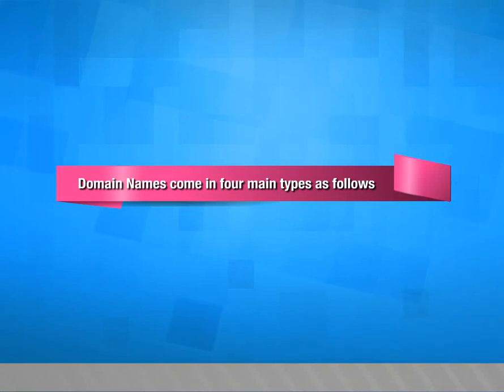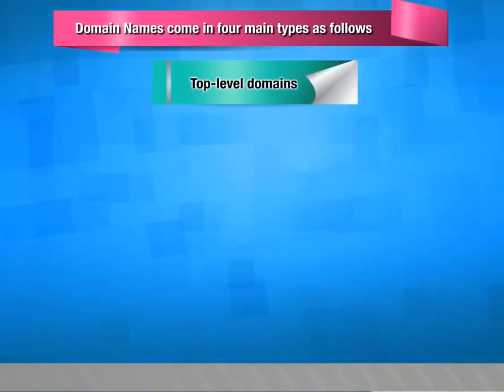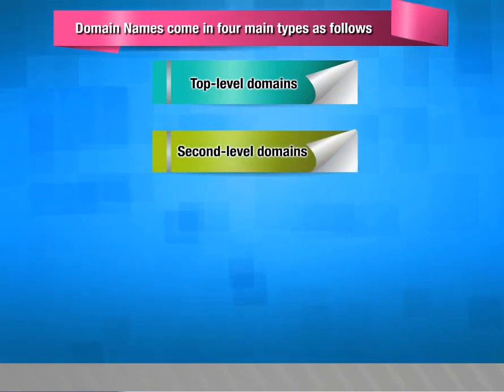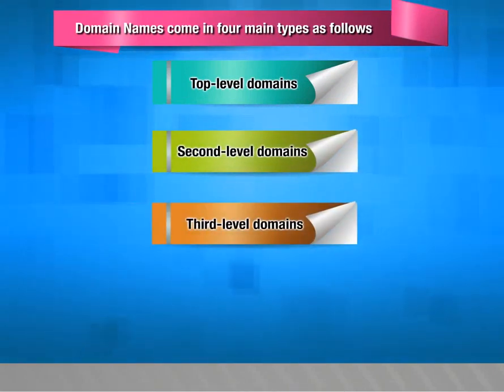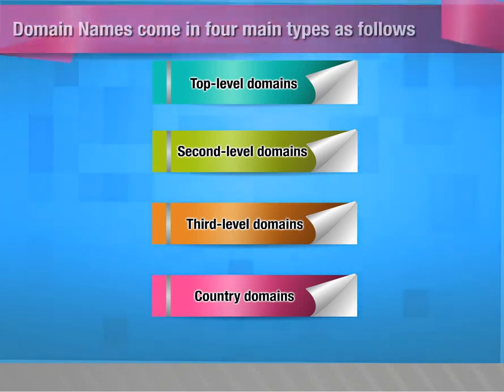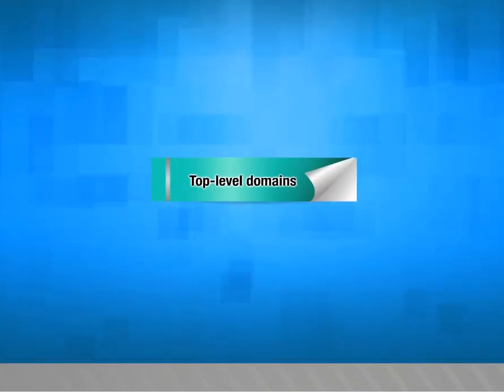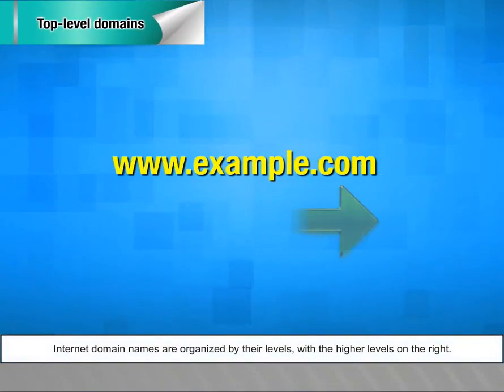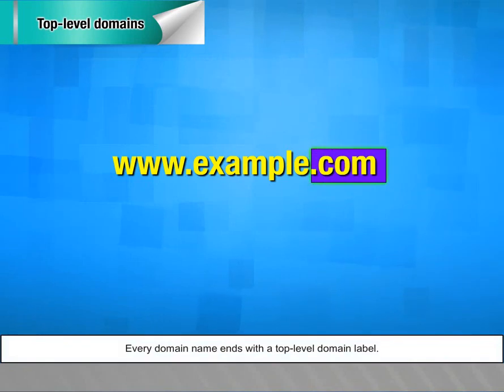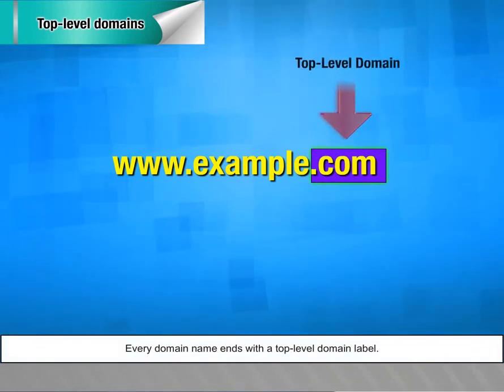Domain names come in four main types as follows: top-level domains, second-level domains, third-level domains, country domains. Top-level domains. Internet domain names are organized by their levels, with the higher levels on the right. Every domain name ends with a top-level domain label.